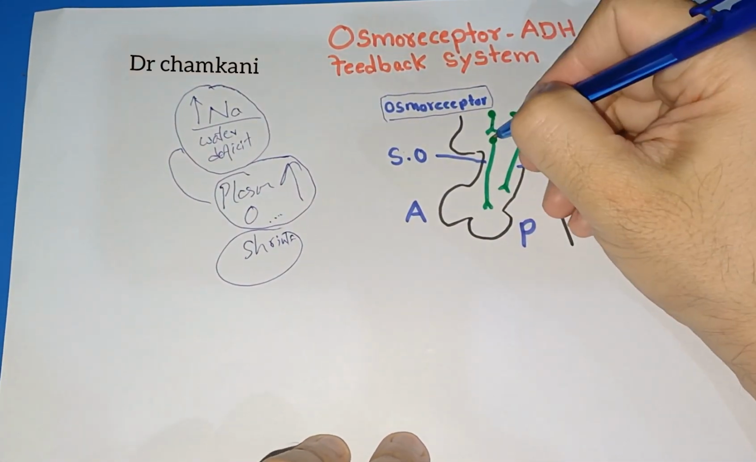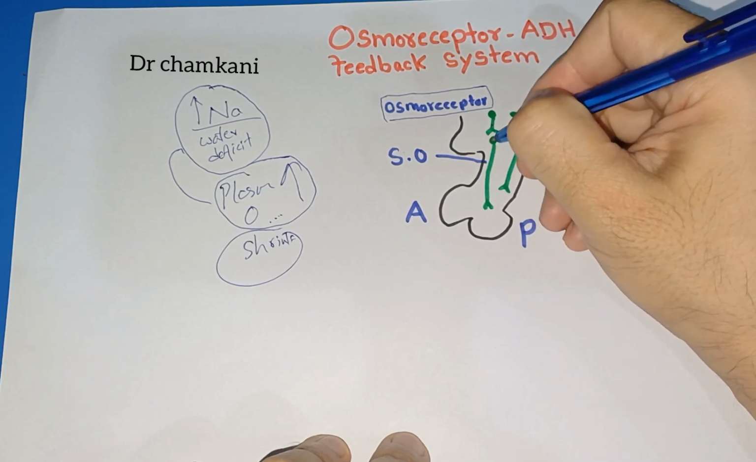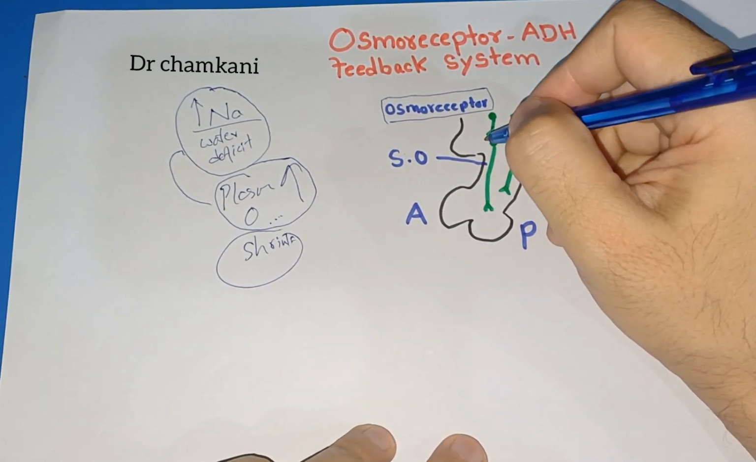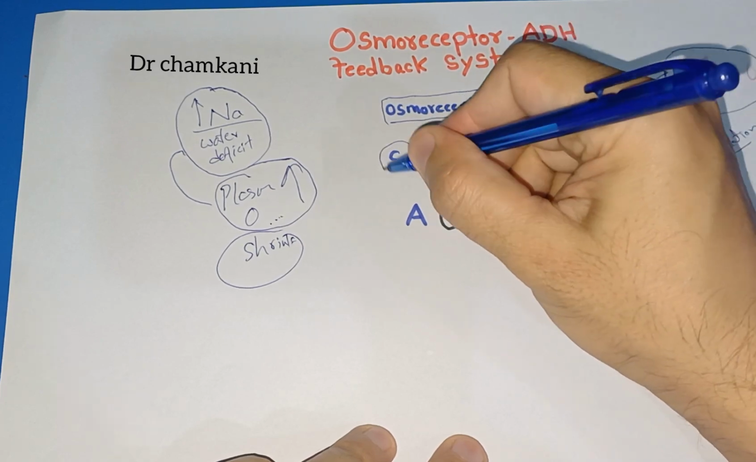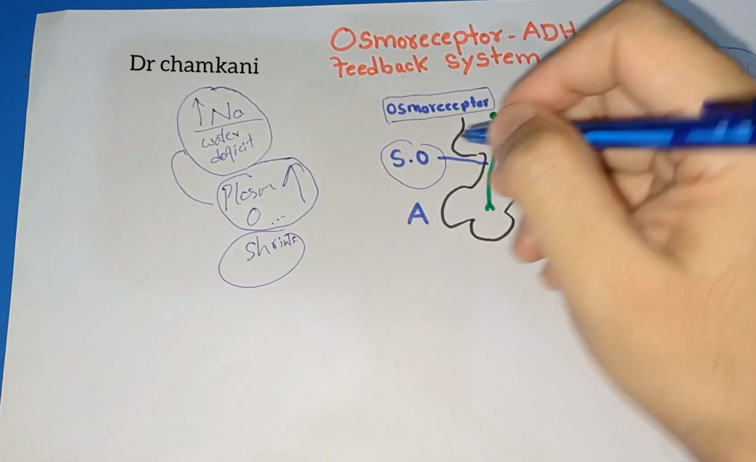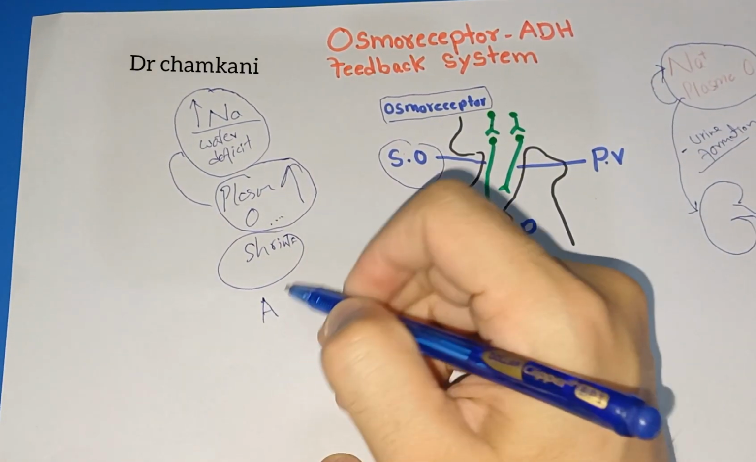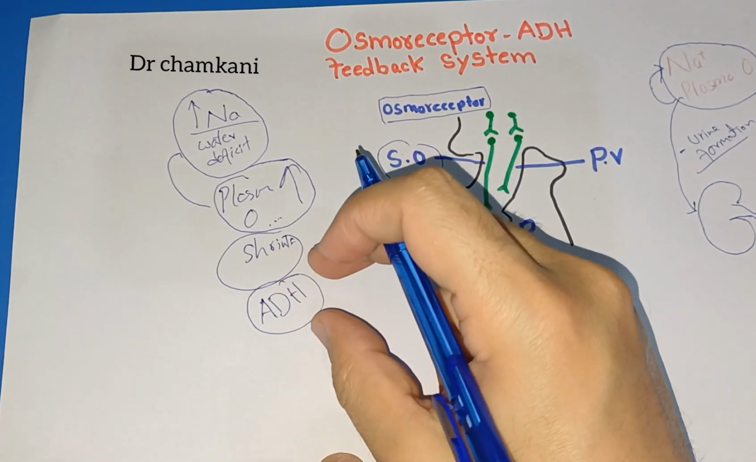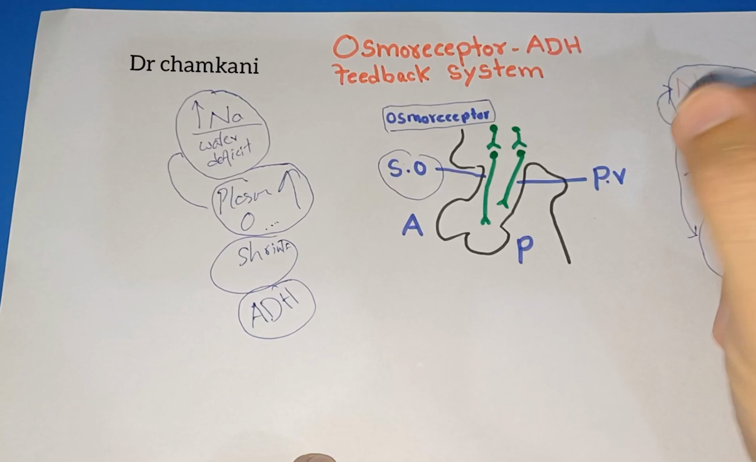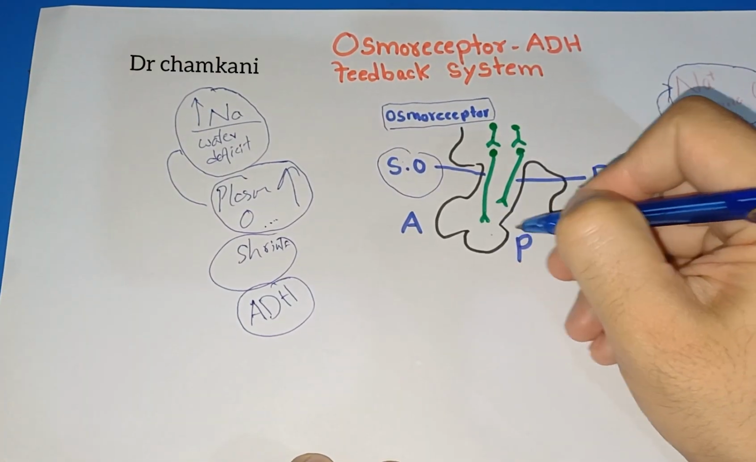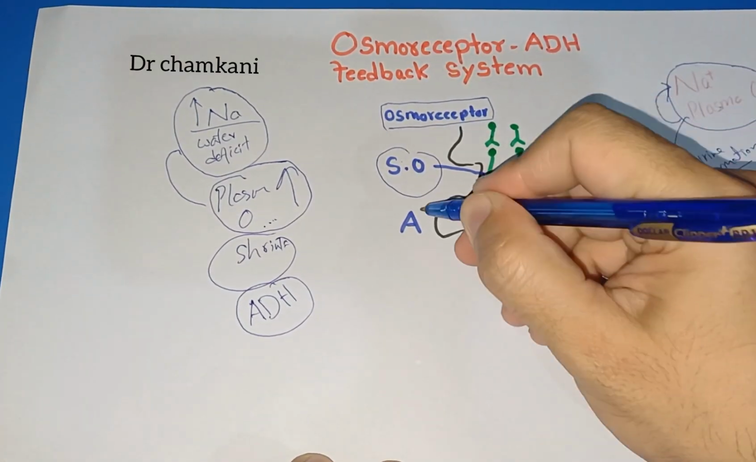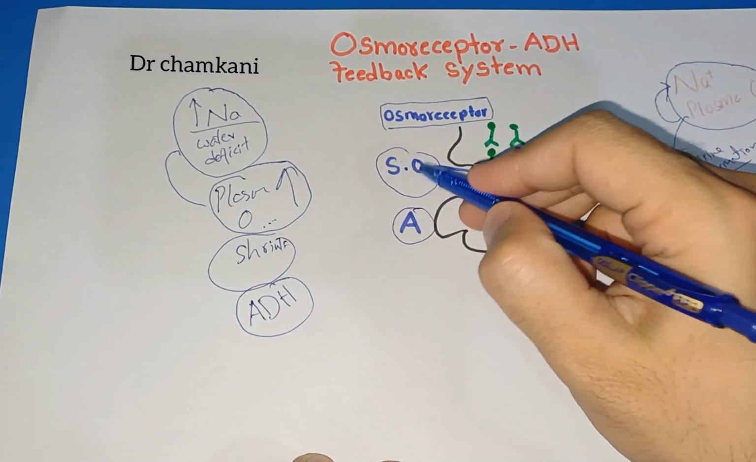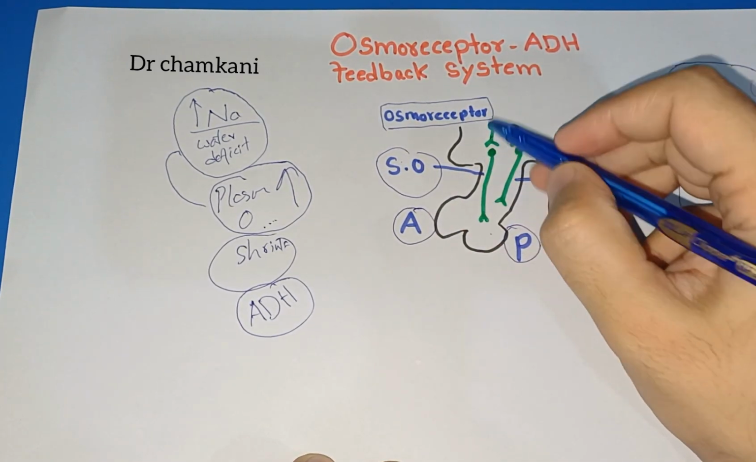When they fire, they will activate more cells, which are also located near the supraoptic nuclei, and this will lead to release of antidiuretic hormone, ADH. ADH will be secreted into the blood from the posterior pituitary gland. This is the anterior pituitary and this is the posterior. This is the hypothalamus. This is the supraoptic nuclei and this is the paraventricular nuclei, and these are the osmoreceptors.